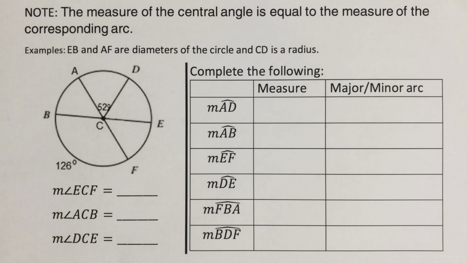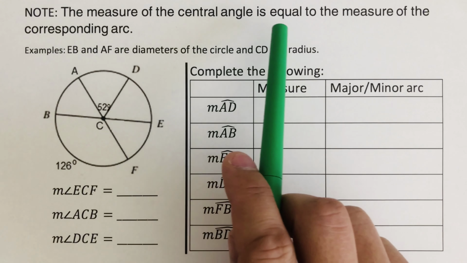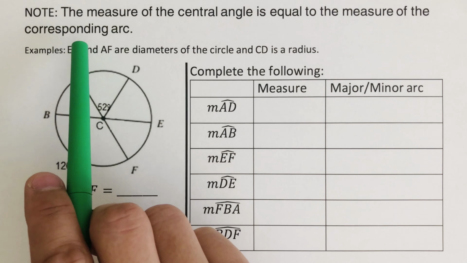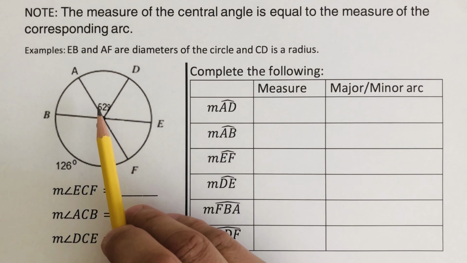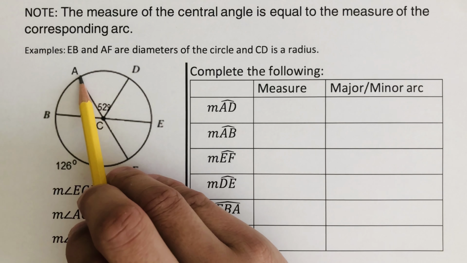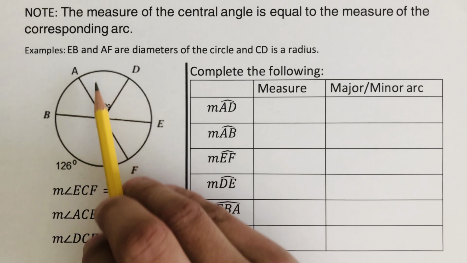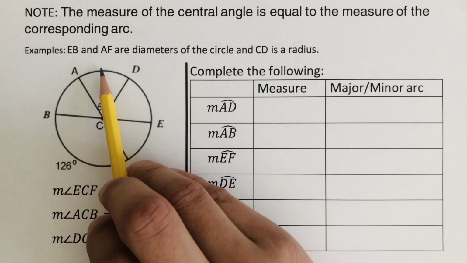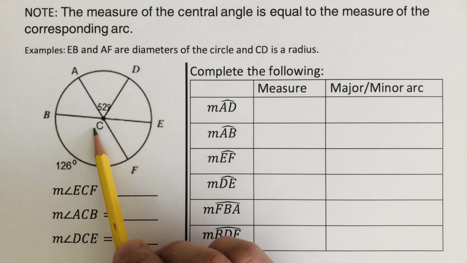Now, here's another thing that we need to remember. The degree measure of the central angle is equal to the degree measure of its corresponding arc, or its intercepted arc. So in this case that we have here, if this is 52 degrees, that means that the intercepted arc AD is also 52. So these two are the same. These two will have the same degree measure. So if this is 126 degrees, this is also 126 degrees.